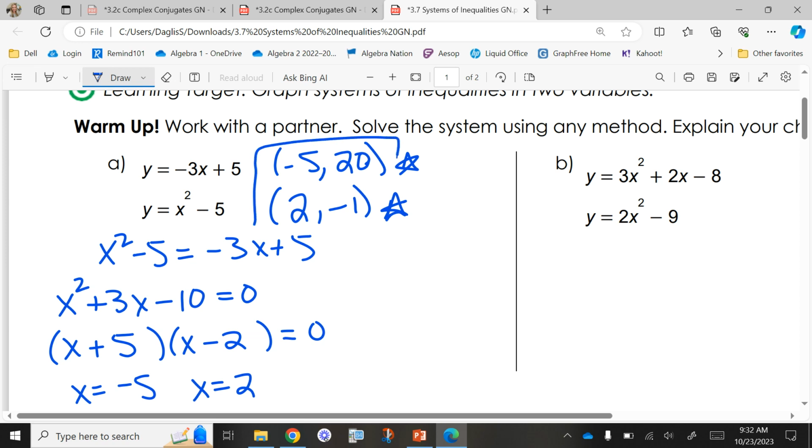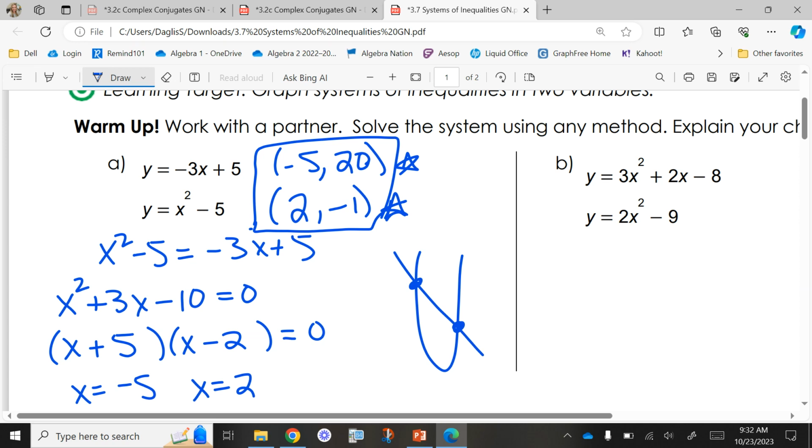So what type of functions were these? Your first one is what? It was linear. It was a line going down, right? A negative line. And then the other one was a positive quadratic, so it was going up. So if you graphed it, you probably got something like this on your calculator to show where it crosses twice.